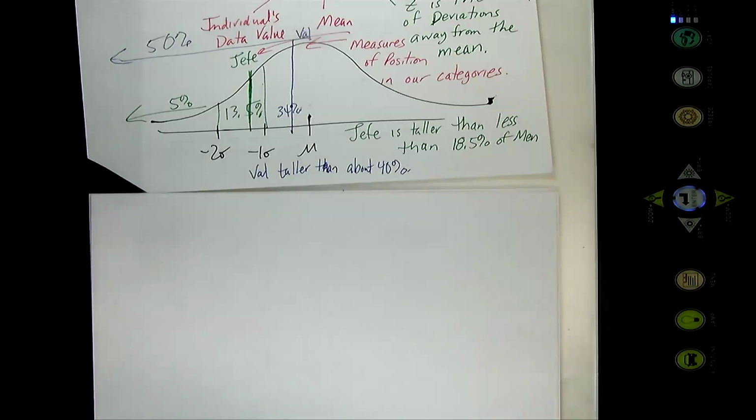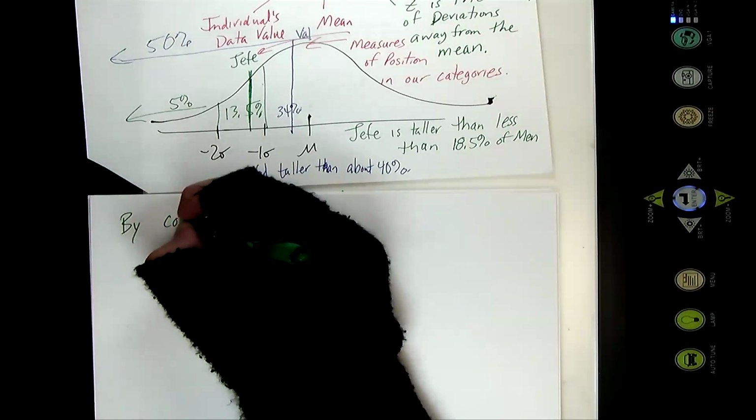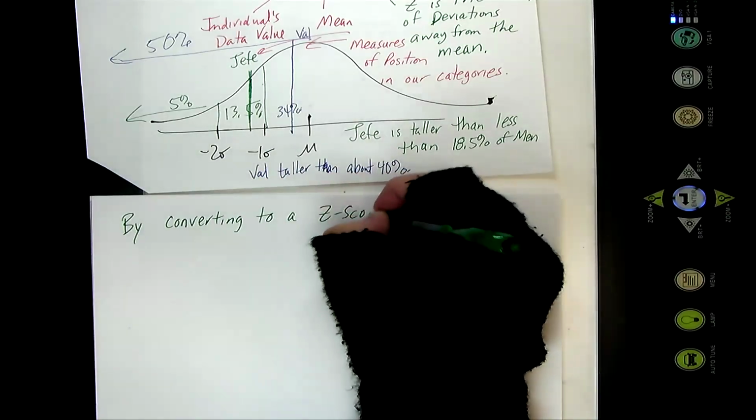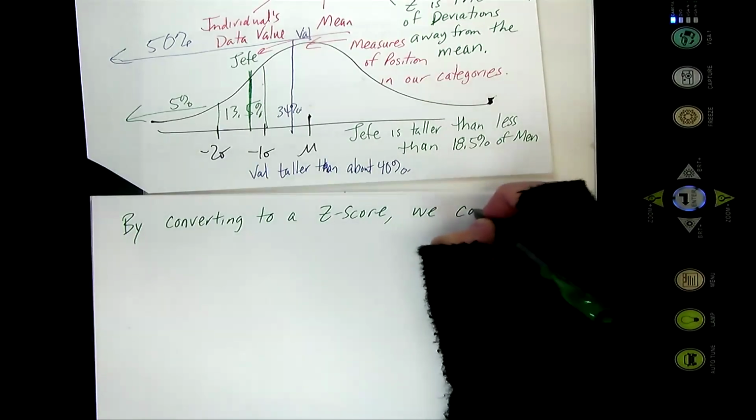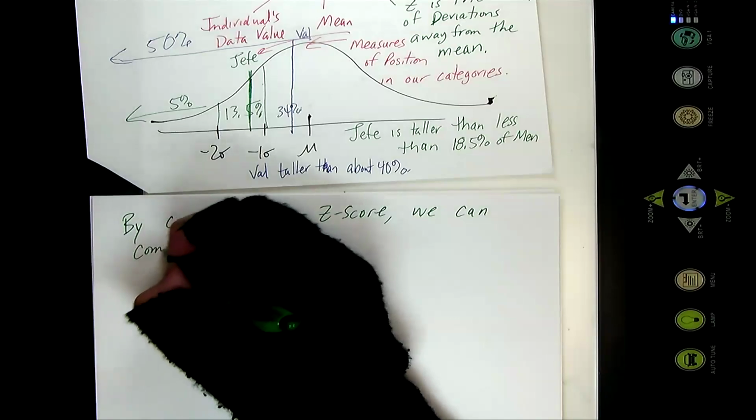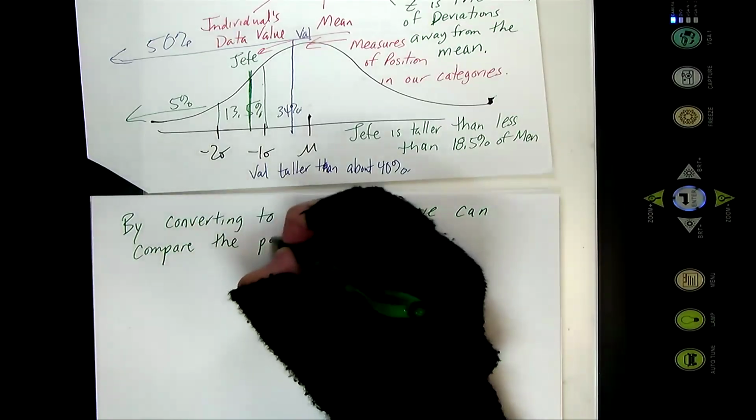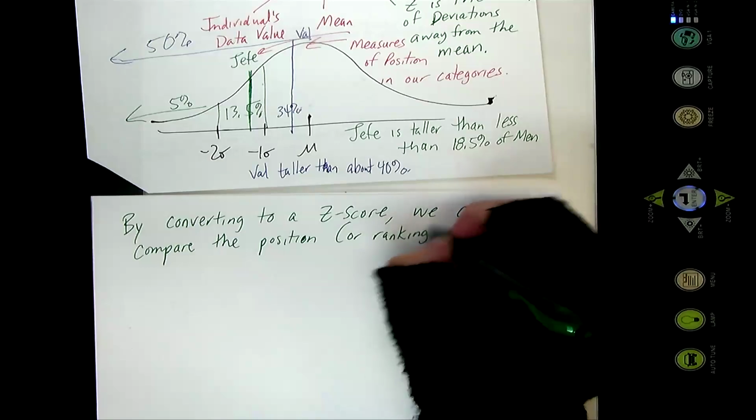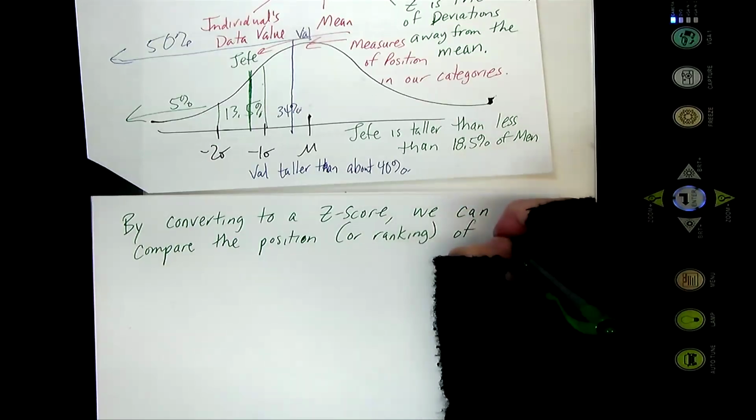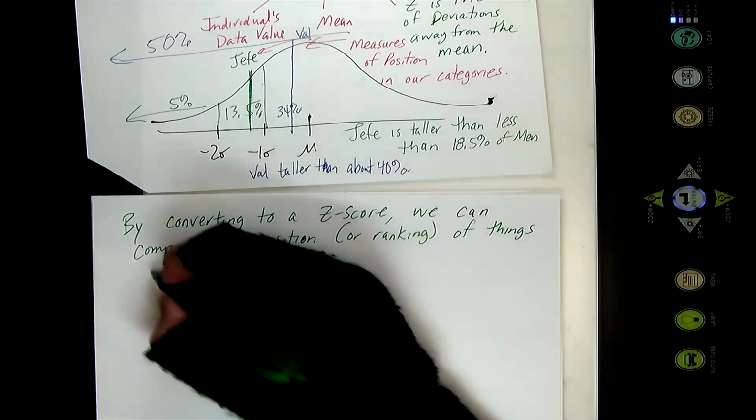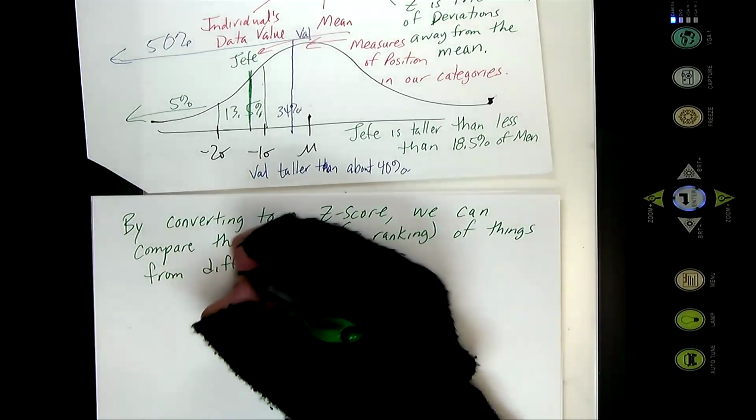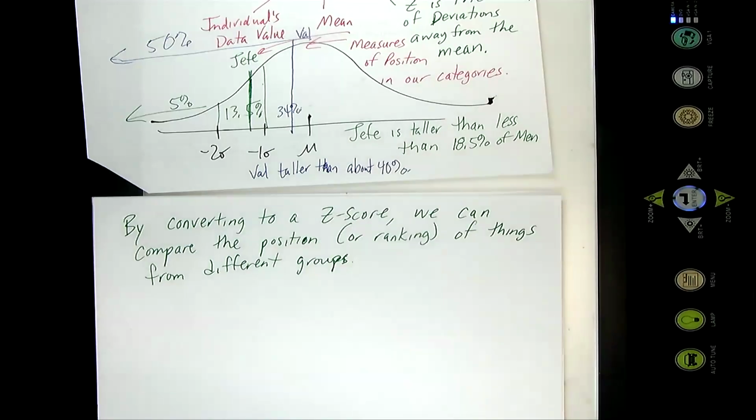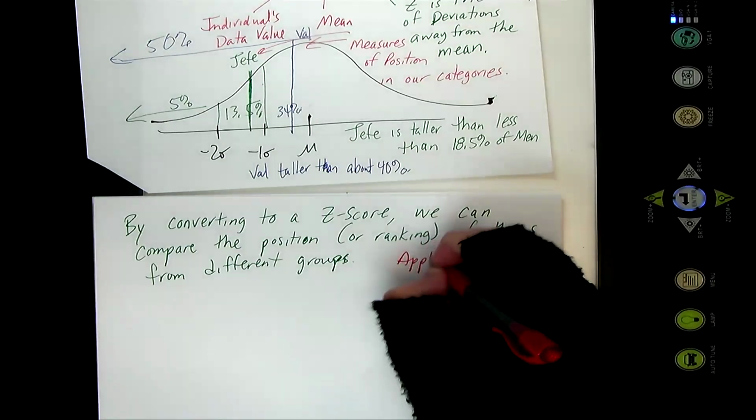So what's good about this? By converting to a z-score, we can compare the position, or ranking, if we were ranking them by height, of things from different groups. Apples and oranges, as they like to say.